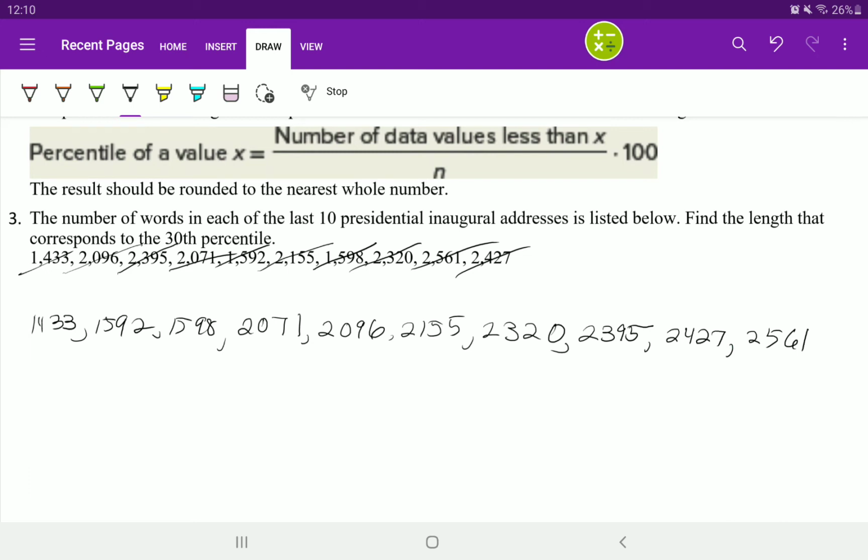If you look here, there are 10 presidential inaugural addresses, so 10 values. Now, I want to find the 30th percentile. What value represents the 30th percentile? So I'm going to write this formula more in words, where P is equal to X divided by N times 100. In this case, X will represent the number of values less than the specified value.